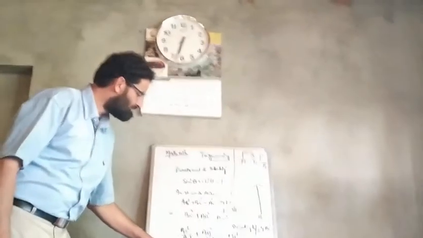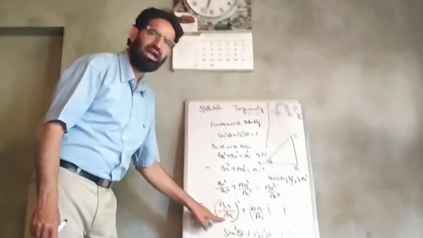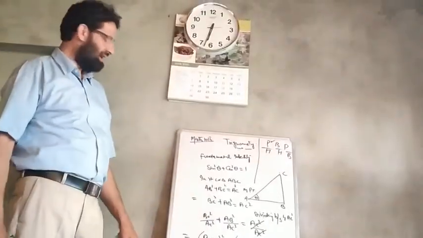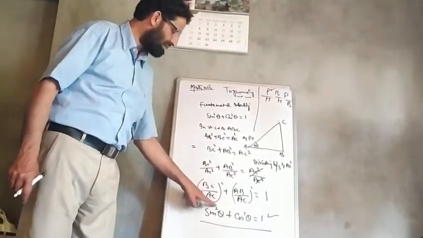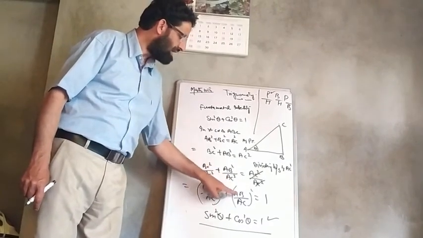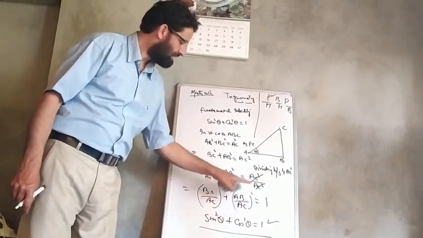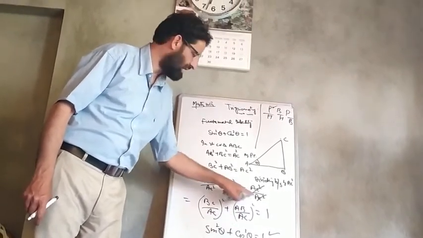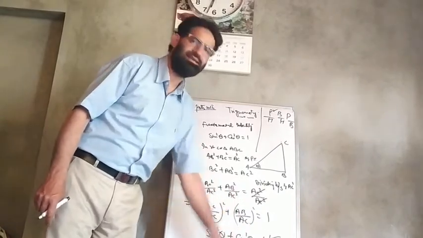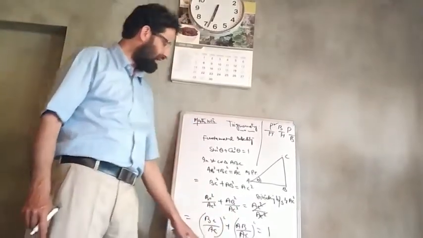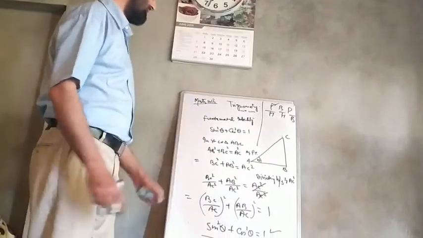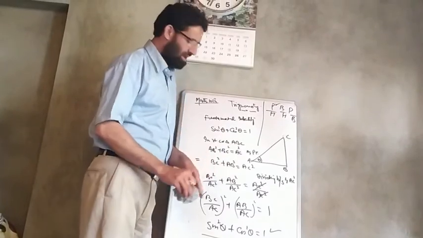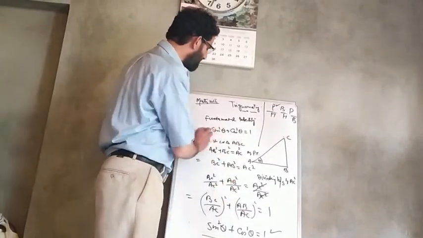So what is BC? It is perpendicular. And what is AC? It is hypotenuse. And we know perpendicular divided by hypotenuse is sine theta, and here it is square, so we can write sine square theta. AB is base divided by AC, hypotenuse. AB by AC is base by hypotenuse, that is cos theta. Square is here, so it is cos square theta is equivalent to 1. So this is sine square theta plus cos square theta is equal to 1. This is called a fundamental identity. This is the derivation. This is very simple.